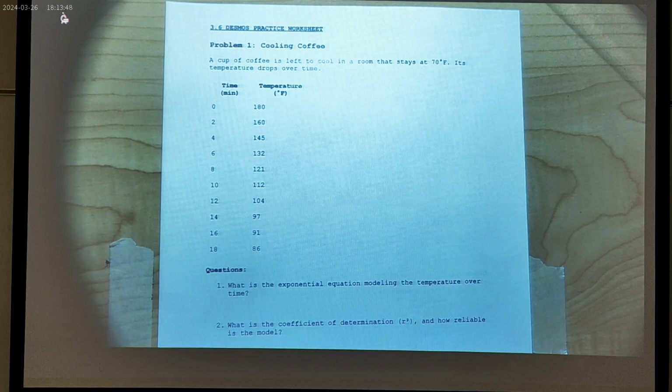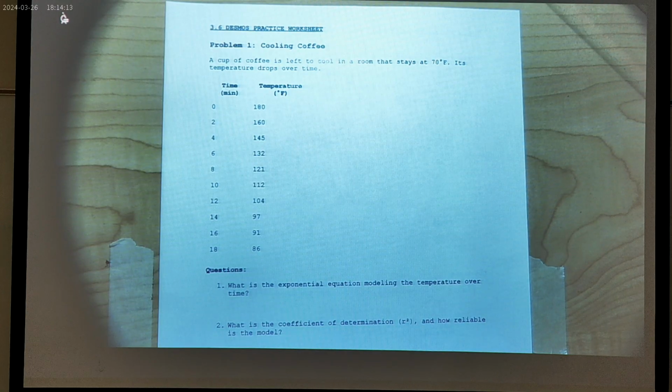Alrighty, so as ever, we're going to be continuing with Desmos with this. This is the 3.6 Desmos practice worksheet, so you can tell it's an original production of mine. This is what you're going to be looking at. Hopefully you have it on Canvas, and so you can follow along with the questions that are going to be at the bottom of the page. But this is going to be the data set that we start with.